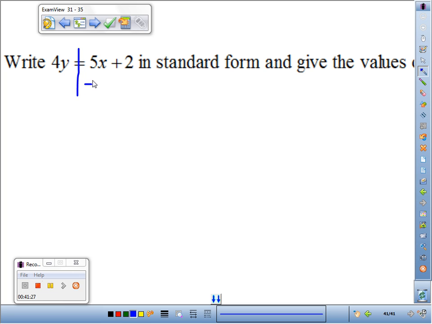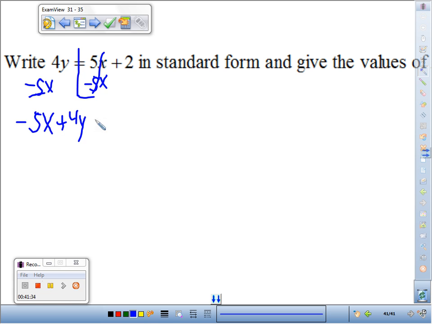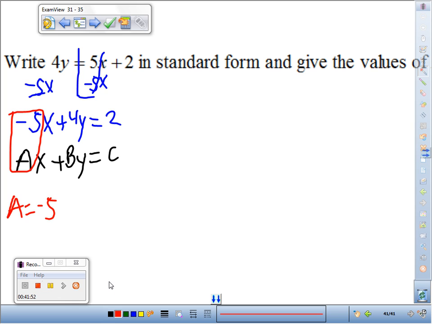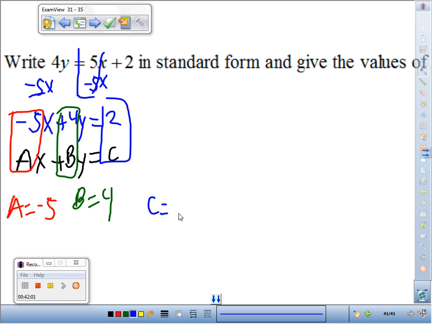Let's see, we need to write in standard form. Minus 5x, minus 5x. We're left with negative 5x plus 4y equals 2. So we need to identify A, B, and C. Now it's in standard form, Ax plus By equals C. So what is A? A equals negative 5. What is B? B equals 4. And C equals 2.